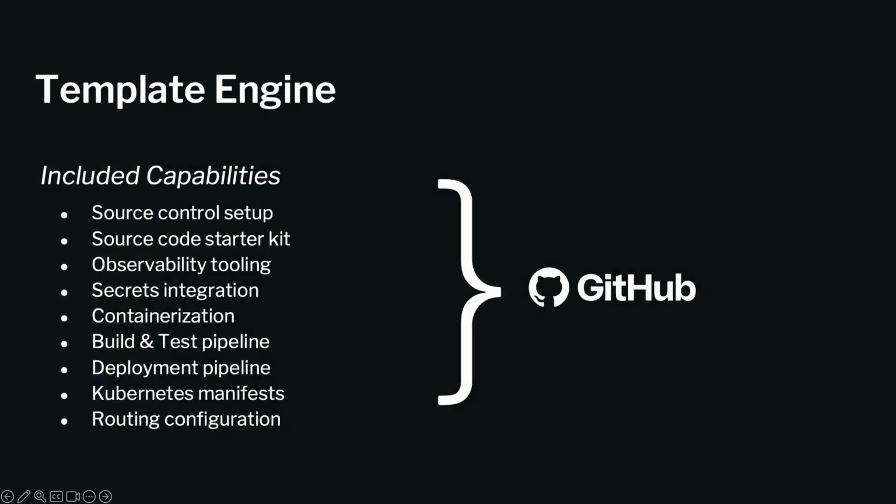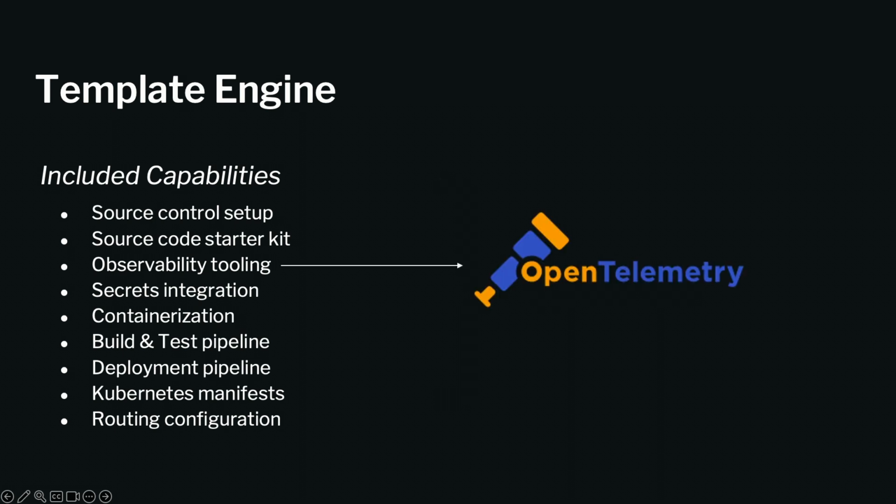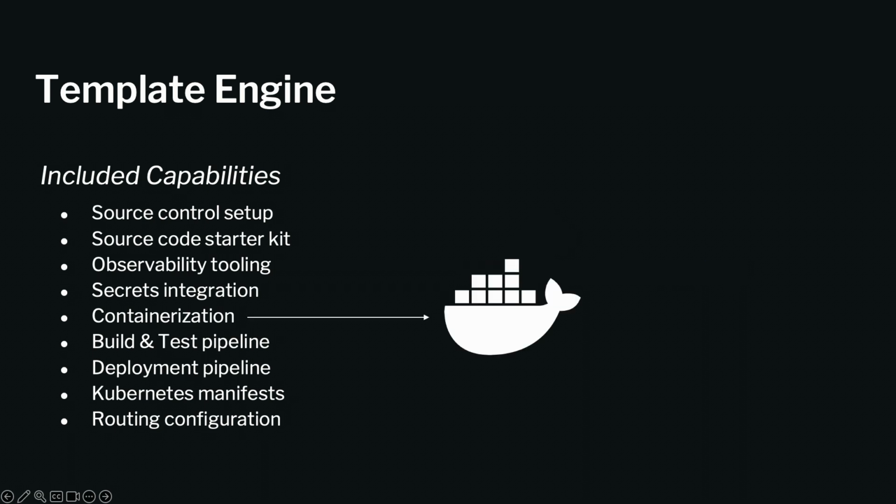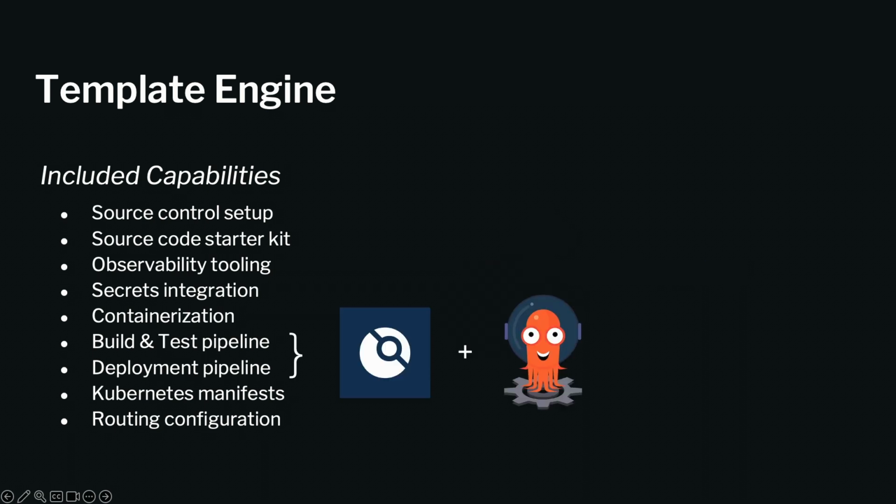All of those included capabilities are stored in a GitHub repository that we build for them. It includes all of that stuff as code. I'll walk through what each of those means, but we're using GitHub at the center. The observability tooling is all using OpenTelemetry. We use Datadog as our provider, where everything gets sent. Secrets integration is using Vault. Containerization is using Docker. The build and test pipeline, we're not using GitHub Actions, unfortunately.